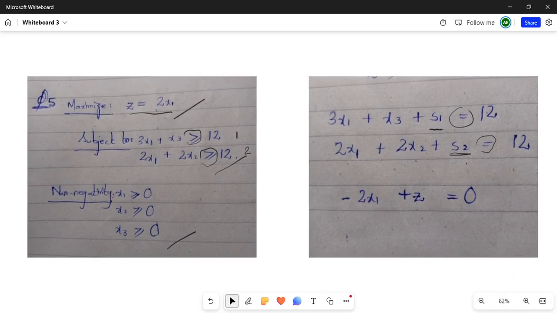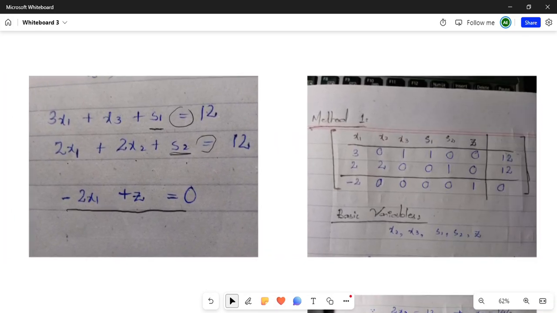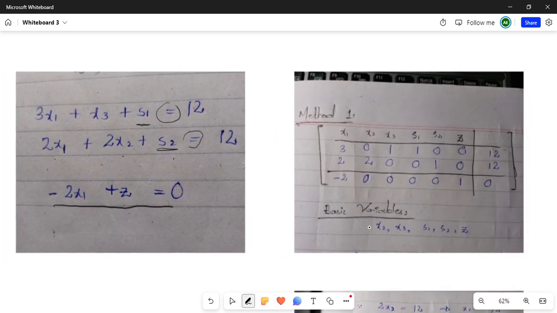And what we do with the objective function is, here we can see the objective function is z equals 2x1. All the values which are on the right side, we move them towards the left side. Therefore this equation becomes minus 2x1 plus z equals 0. Moving forward, we will form a matrix by using these three equations.